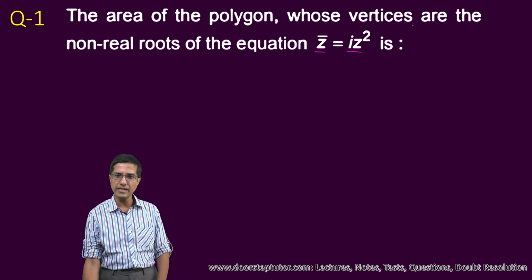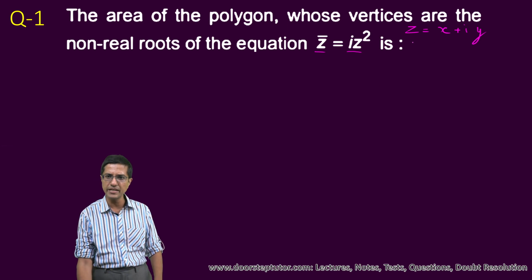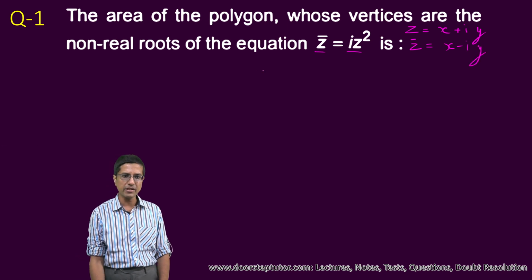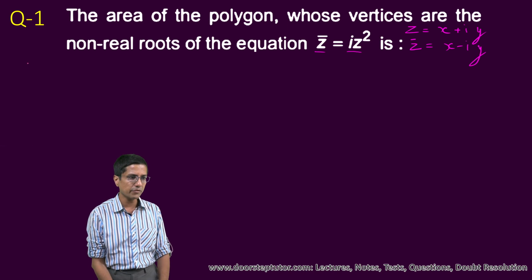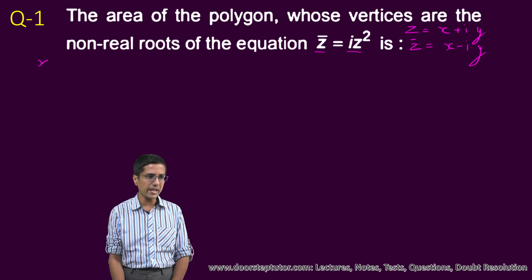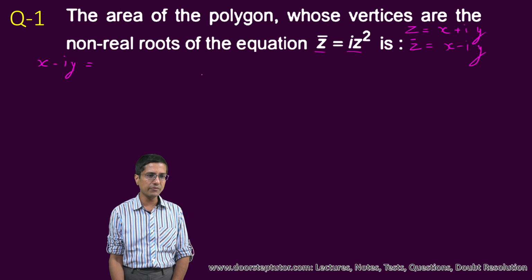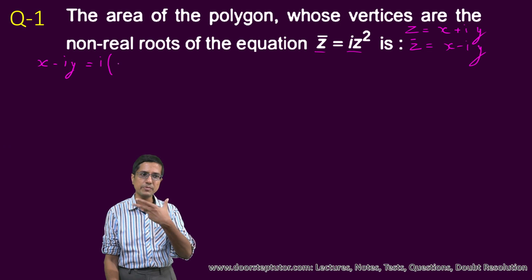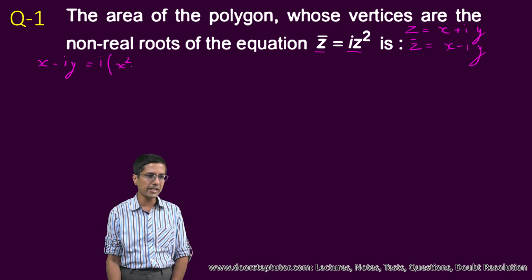So all we have to do here is assume that z is equal to x plus iy. Okay, this is a very simple standard equation, which of course means that the conjugate of z is equal to x minus iy. Now this equation is saying that x minus iy is equal to iota into the square of z. So the square of z we can simply find out, that is a simple a plus b the whole square formula. So this becomes x square minus y square plus 2 iota xy.